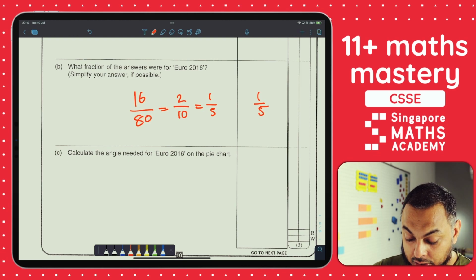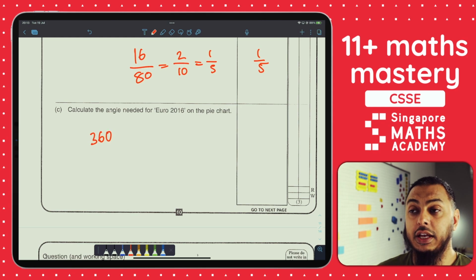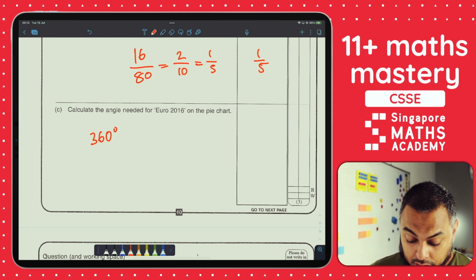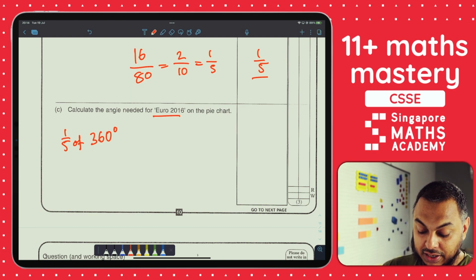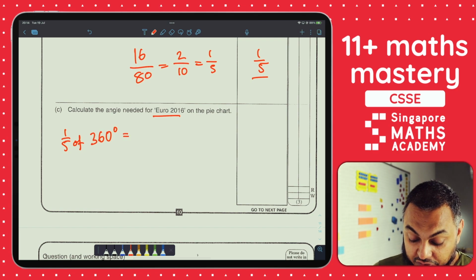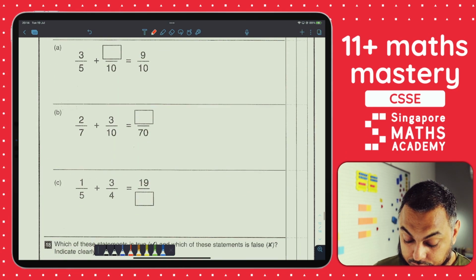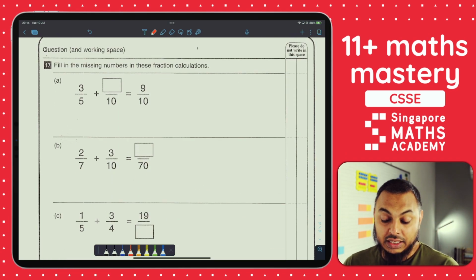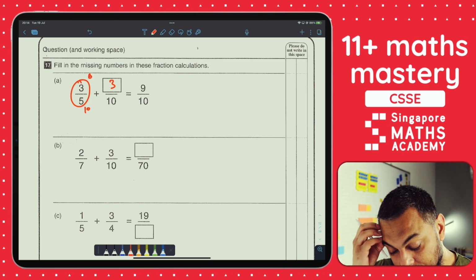Calculate the angle needed for Euro 2016 in the pie chart. So we know a pie chart is a circle, 360 degrees. We know that Euro 2016 is a fifth, so we're trying to work out a fifth of 360. A tenth of 360 is 36, so a fifth must be 72 degrees. So it's 72 degrees here. Fill in the missing numbers in these fractions. Because it's tenths, 3/5 is equal to 6/10. 6/10 add 3/10 is 9/10.